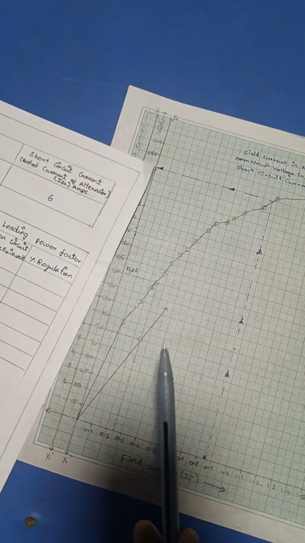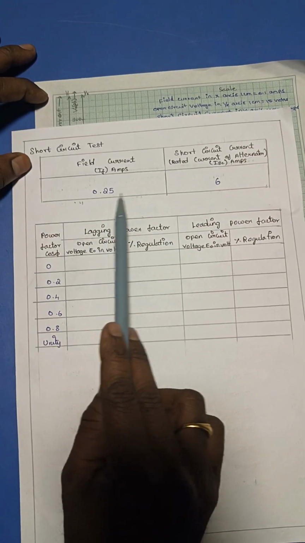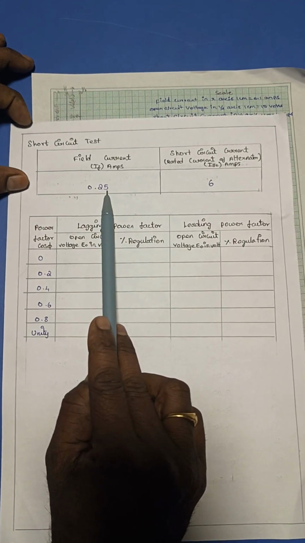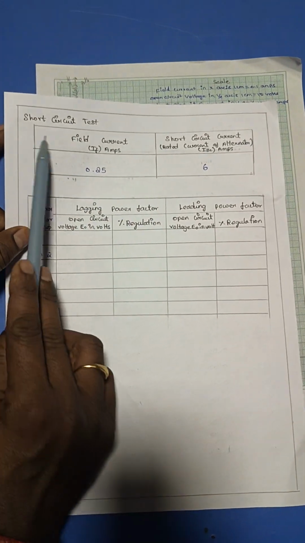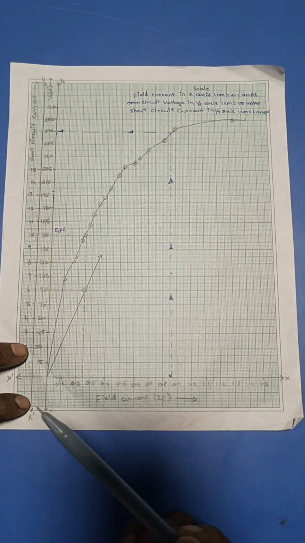Like that, we have conducted a short circuit test also by applying the rated current, and we have taken the corresponding field current. We made the short circuit curve. It looks like this one.